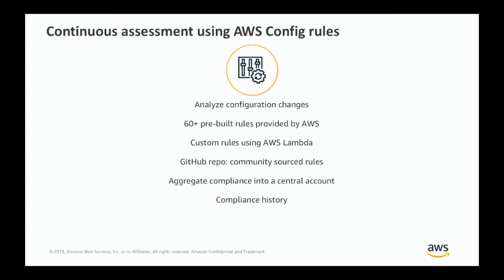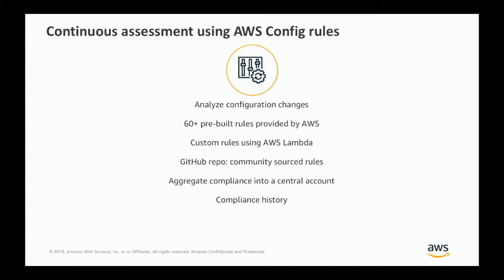You can also use community sourced rules. We have a GitHub repo with a bunch of them. And as mentioned, a very interesting feature is that you can aggregate this into a central account, right? Usually most customers have many AWS accounts, and Config can actually aggregate all of this compliance information into one.